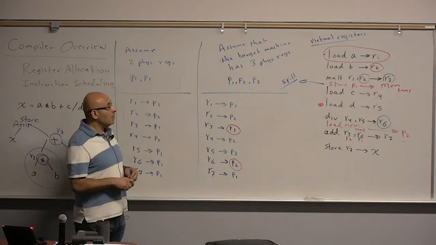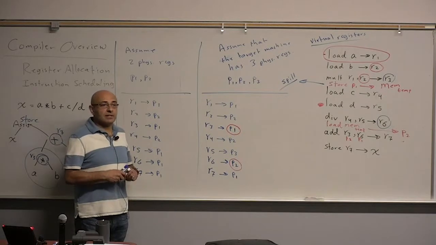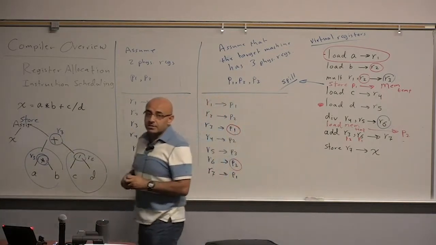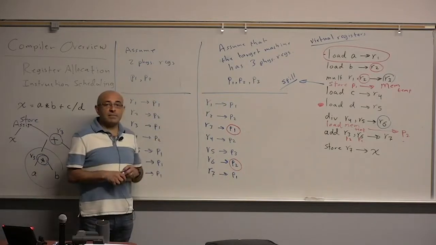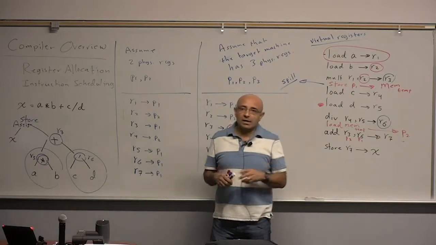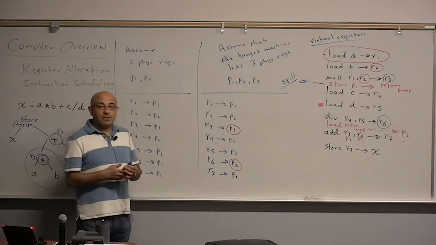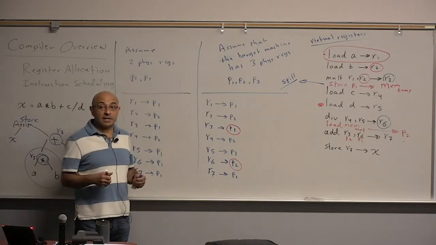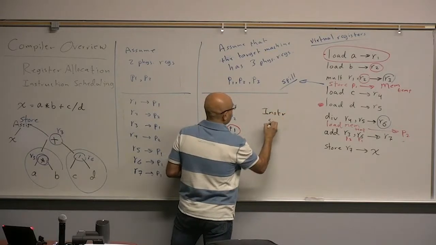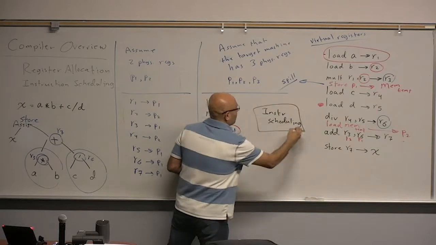Okay, so unfortunately, optimizations tend to increase the demand for registers, and one of these optimizations that increase the demand for registers is the common sub-expression elimination that we described last time. The other one is the other optimization in the back end, which is instruction scheduling. Instruction scheduling increases the demand for registers.